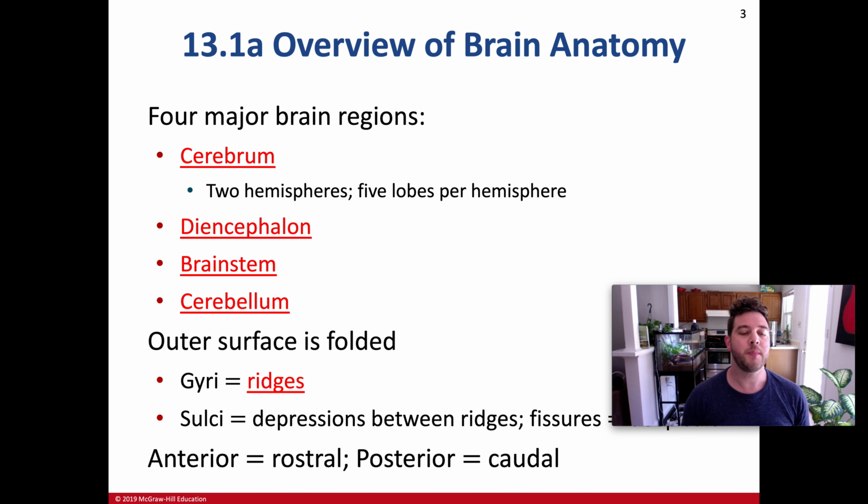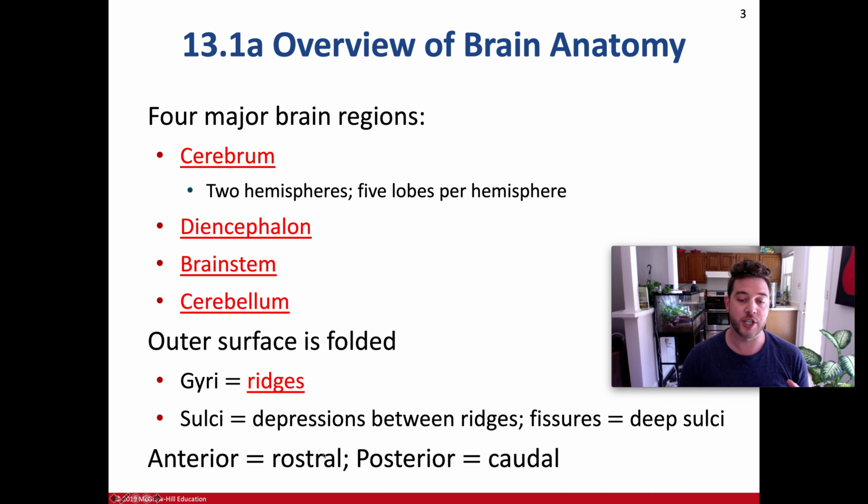Whenever we think about our brain, we always also think about the folds that the brain has. Those folds are called the gyri. The sulci are the depressions. So in between those folds are the ridges. Those are the sulci, just the normal shallow ones. And the deeper ones are called the fissures of the brain.